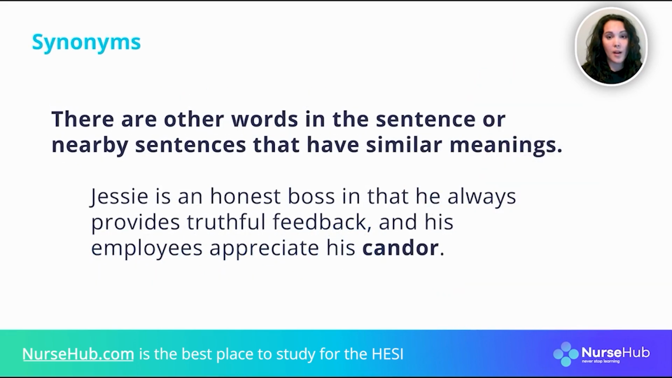Okay, so what we're looking for next in context clues are synonyms. So these are words in the sentence or sentence nearby that have similar meanings. Okay, so I see the word candor is called out for us in bold here. So we're going to try and define the word candor using synonyms. Jesse is an honest boss in that he always provides truthful feedback and his employees appreciate his candor.